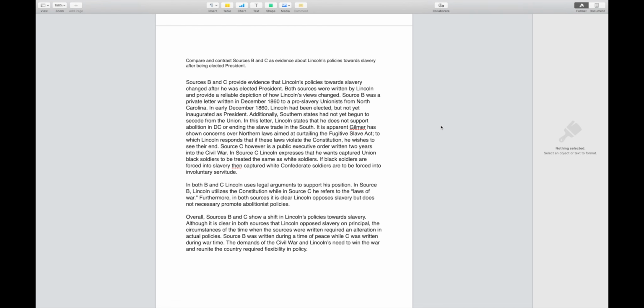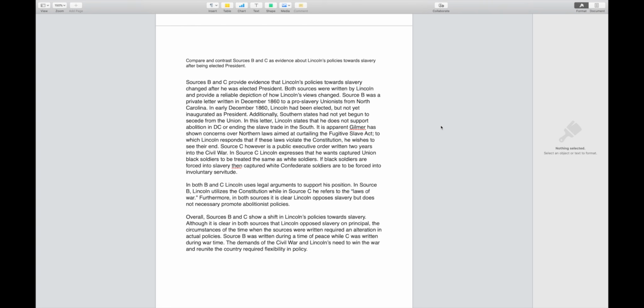Source B was a private letter written in December 1860 to a pro-slavery Unionist from North Carolina. In early December 1860, Lincoln had been elected but not yet inaugurated as president. Additionally, Southern states had not yet begun to secede from the Union. In this letter, Lincoln states that he does not support abolition in D.C. or ending the slave trade in the South.